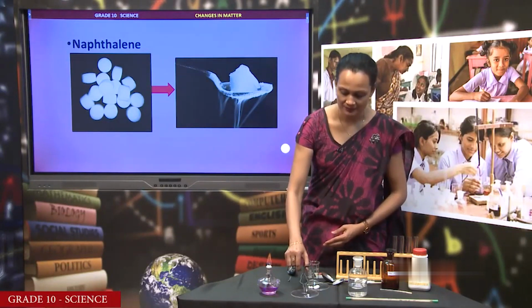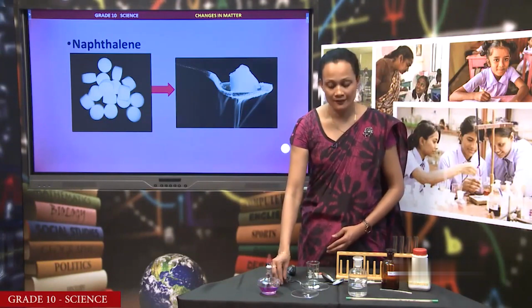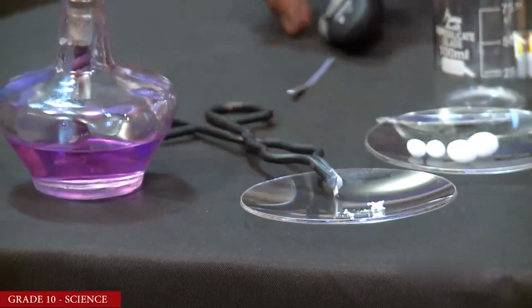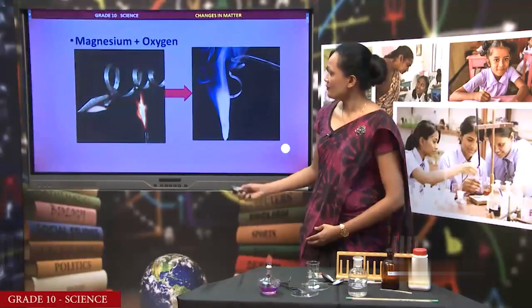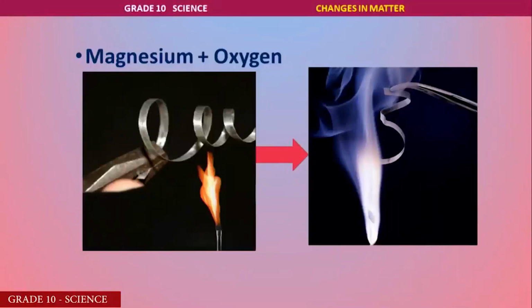Here, what happened? When we burn the magnesium strip, it reacts with oxygen and forms its oxide. Look at this one. First we take the magnesium strip, after that we heat it, then it burns with a bright white flame and white colored powder remains.